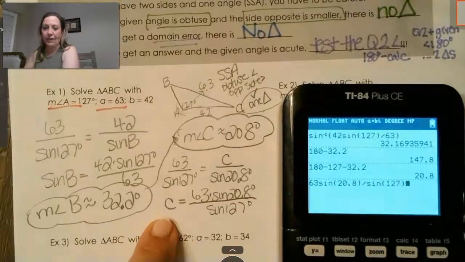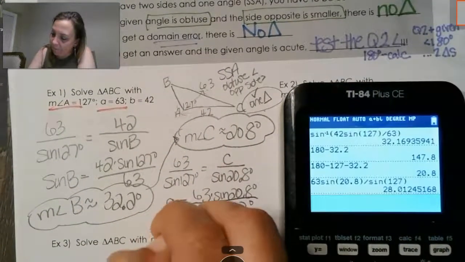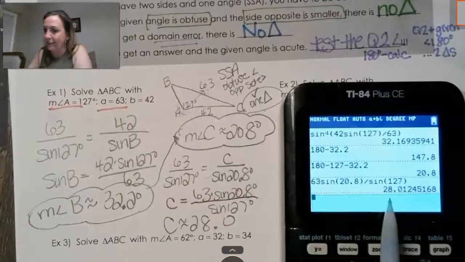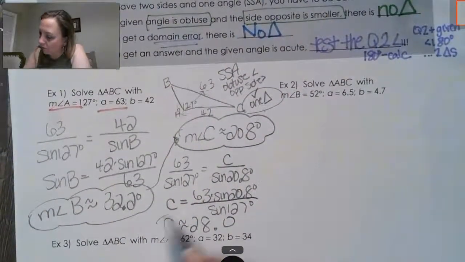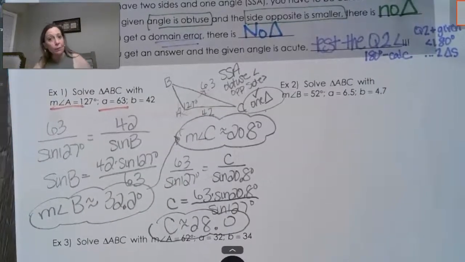Again, we're not looking for an angle. We're just looking for C, so we don't need any inverse stuff. And to the nearest tenth, that would be 28.0. And so we have solved example 1.